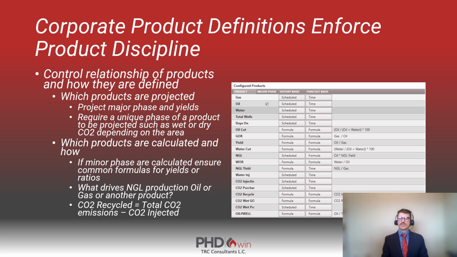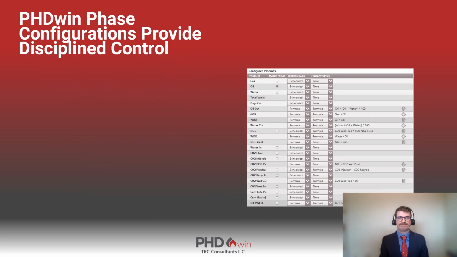You may also have your special products like a CO2 recycle. Total CO2 emissions minus the injected is equal to your CO2 recycle according to the EPA. So you may have CO2 purchase minus CO2 emitted minus CO2 injected if you have CO2 emitted or CO2 flared or any other CO2 product that would go into that calculation. You want to make sure that that is included here in the phase configuration definition so that your CO2 recycle is calculated correctly. So phase configurations in PHDwin provide that control.